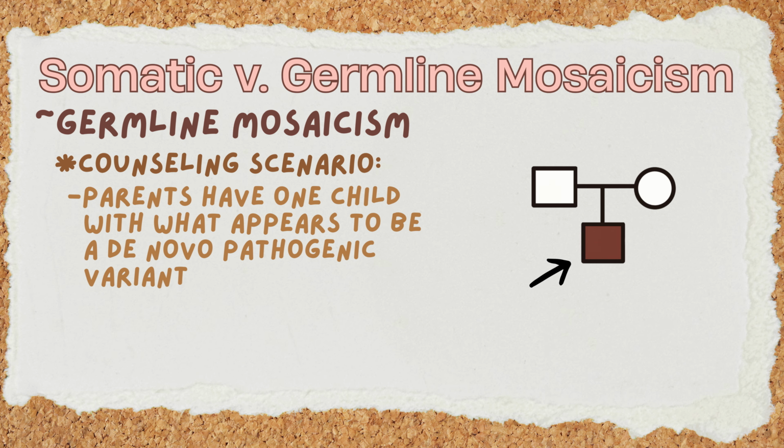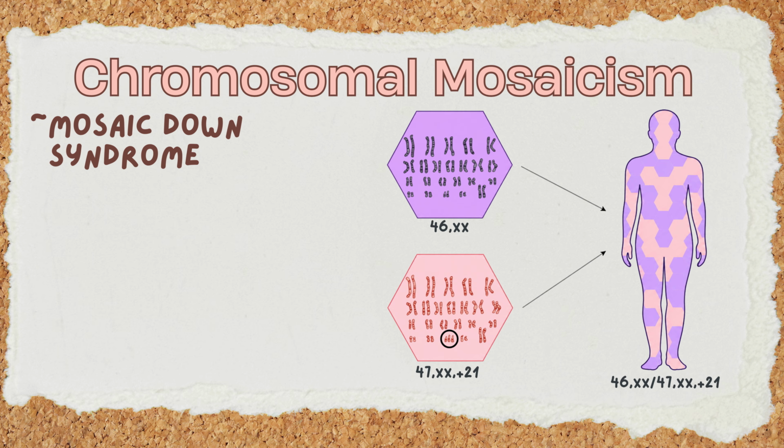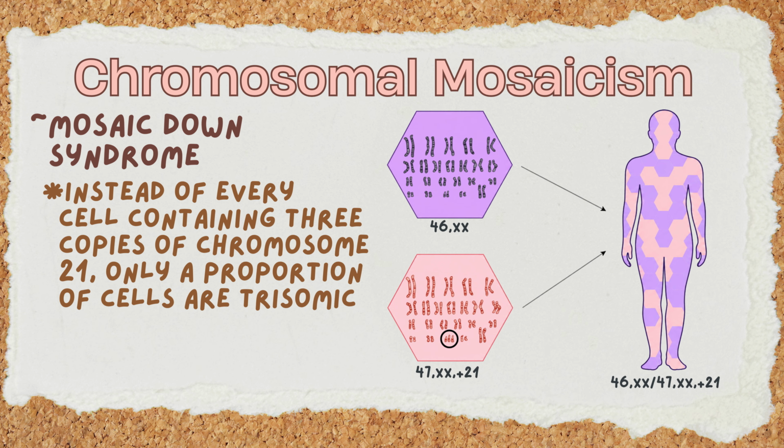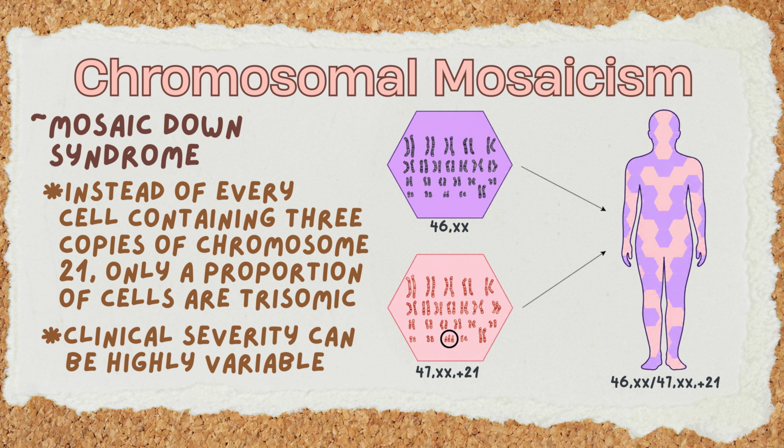Now let's focus on chromosome abnormalities. One of the most common examples is mosaic Down syndrome. Instead of every cell containing 3 copies of chromosome 21, only a proportion of cells are trisomic. Clinical severity can be highly variable. Some individuals resemble classic Down syndrome. Others have relatively mild findings.